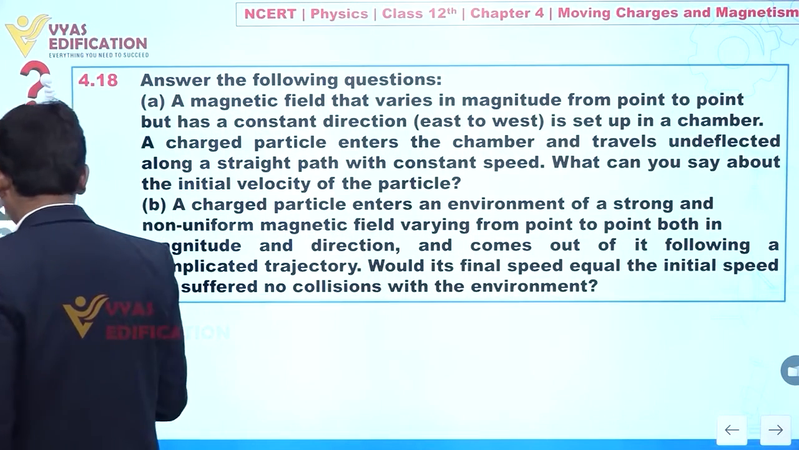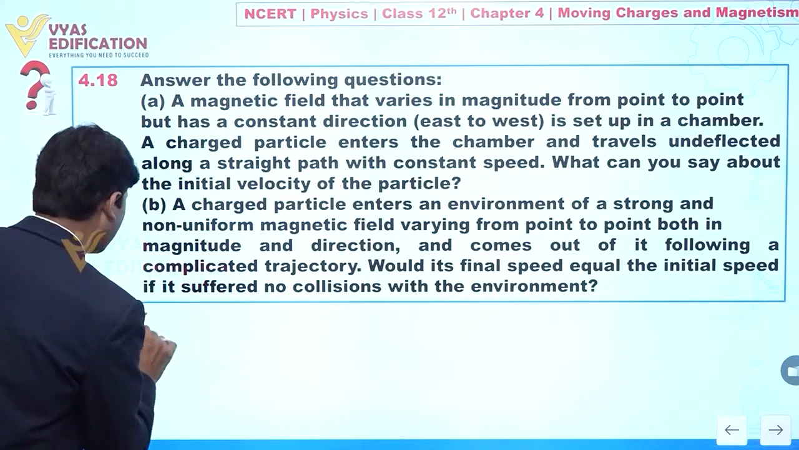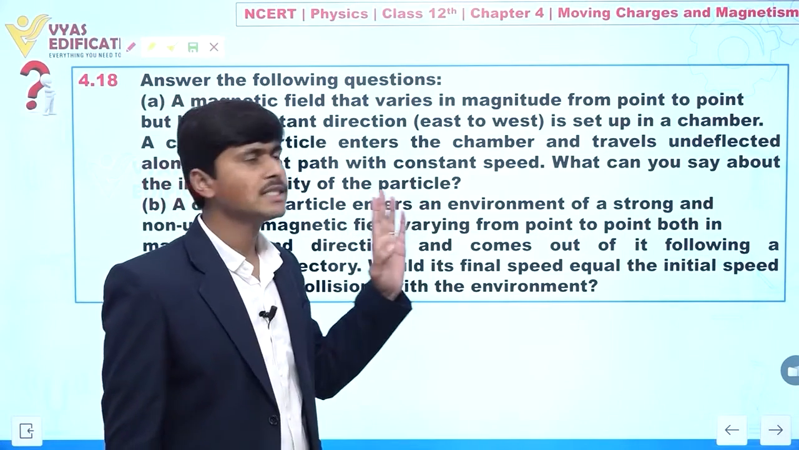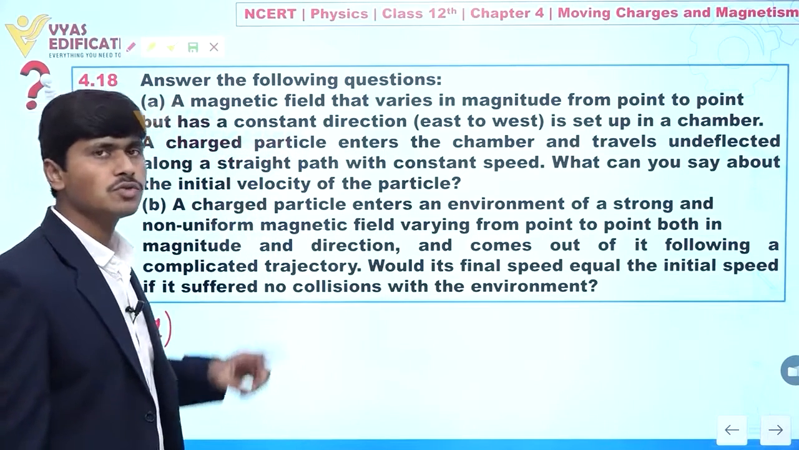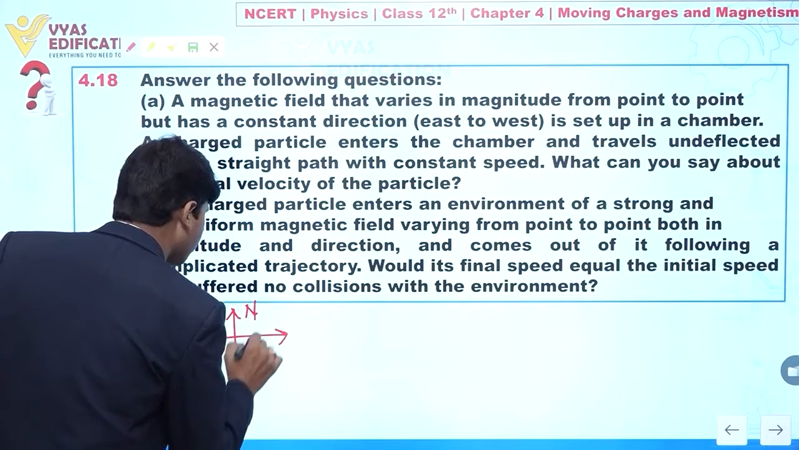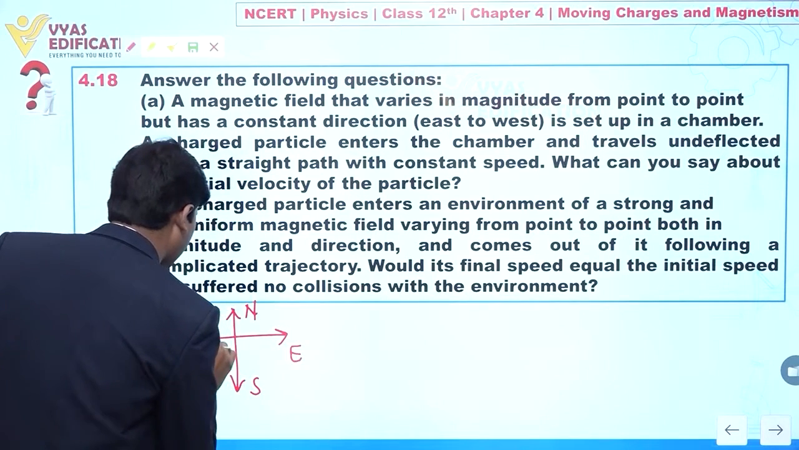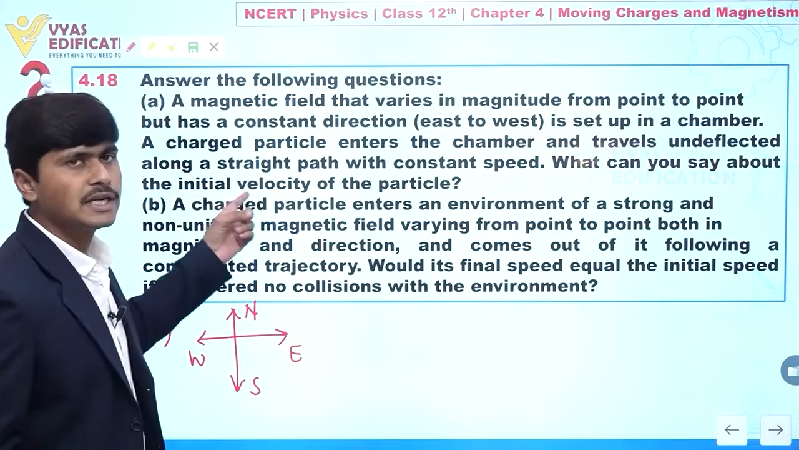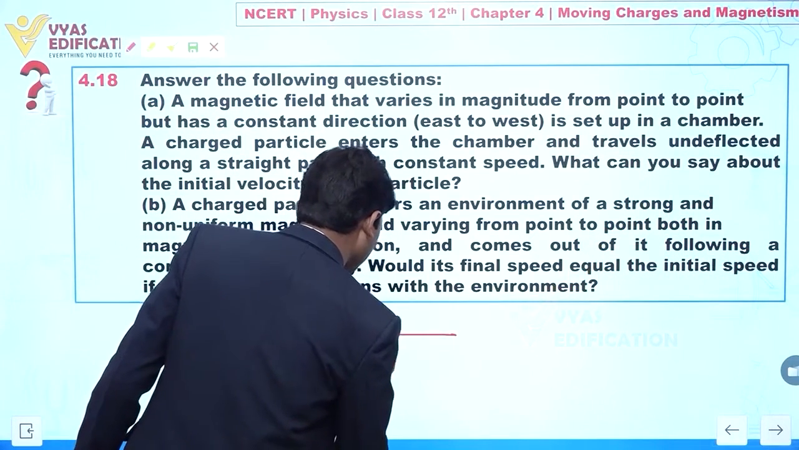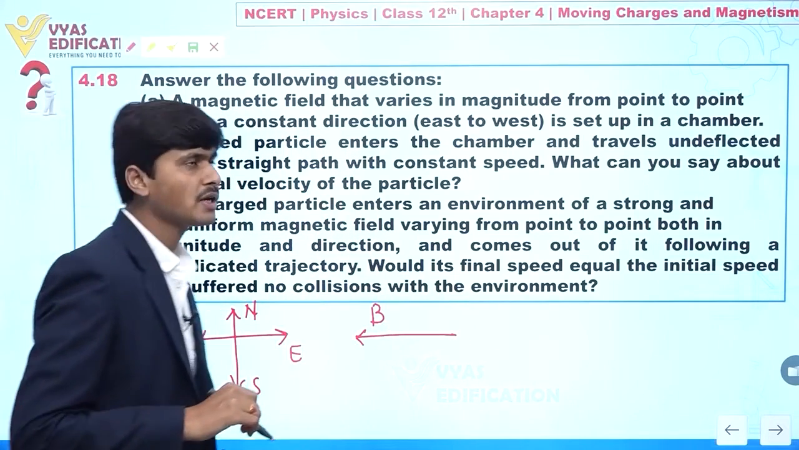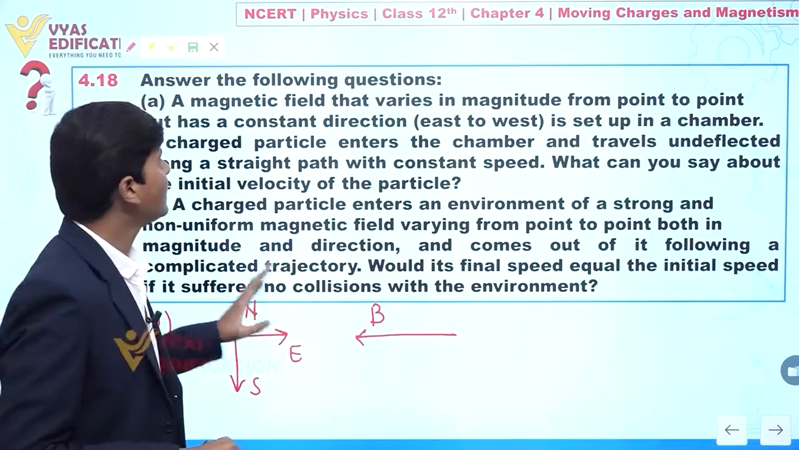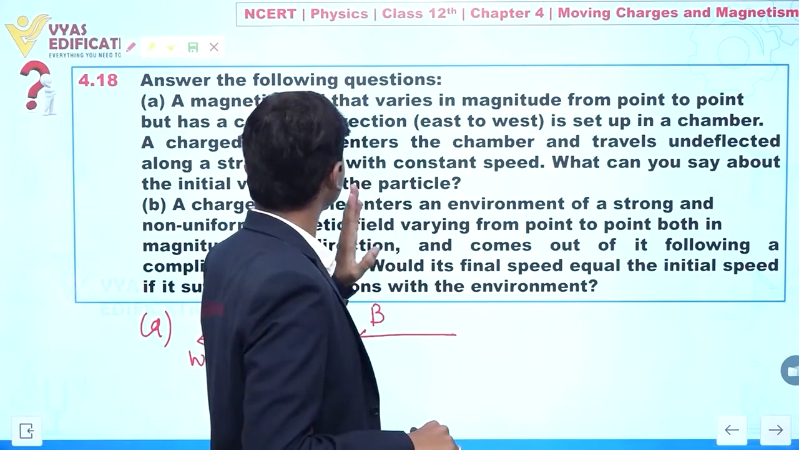Clear? Now listen carefully. In part number A, a magnetic field is set up in the direction east to west. Suppose I take this direction as north, this one south, east and west. Magnetic field is set up in the direction east to west, so suppose this is the direction of the magnetic field. A charged particle enters the chamber and travels undeflected along a straight path.